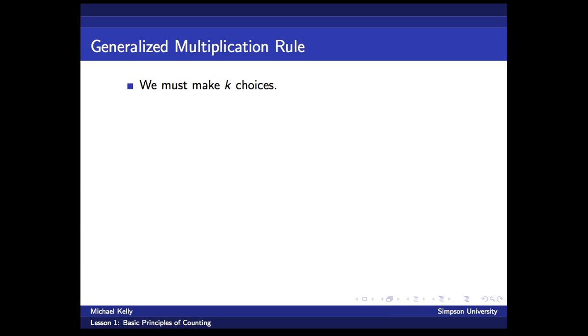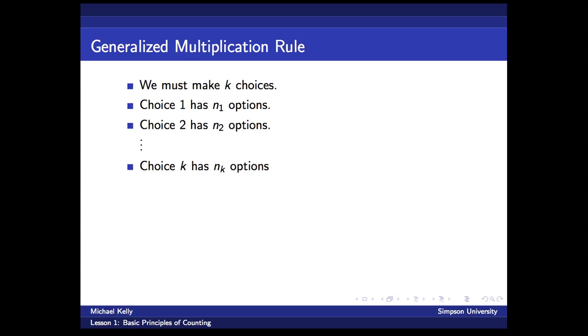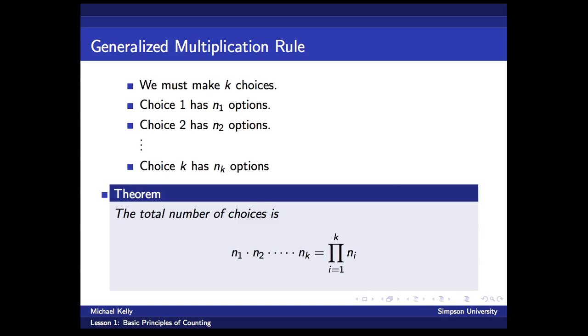There's no reason to limit ourselves to 2 options, or to 2 choices, however. We could actually go up to k choices. So suppose we have n1 options for the first choice, and n2 options for our second choice, and n3 options for our third choice, and so on until we get to the kth and last choice, and we have nk options. The generalized multiplication rule says that what we should do is multiply all the options together. So the options we have for all the choices are n1 times n2 times n3, and so on down to nk.